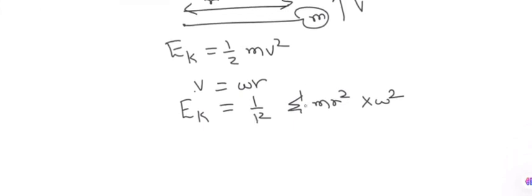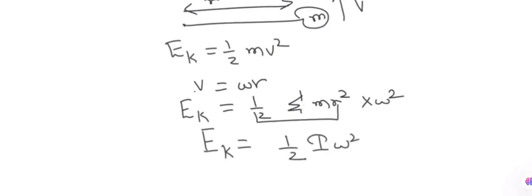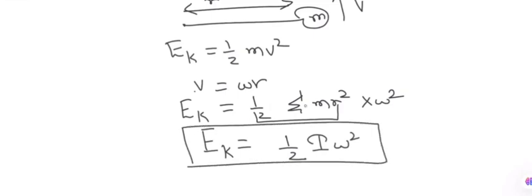Once again I just write it: m r square is your moment of inertia. So it will be half I omega square. Done? Akshita, any doubts? No, ma'am.